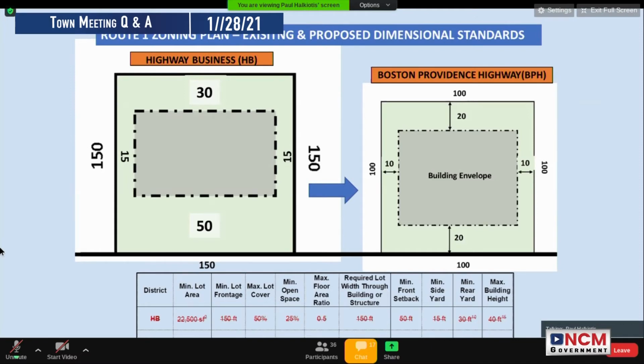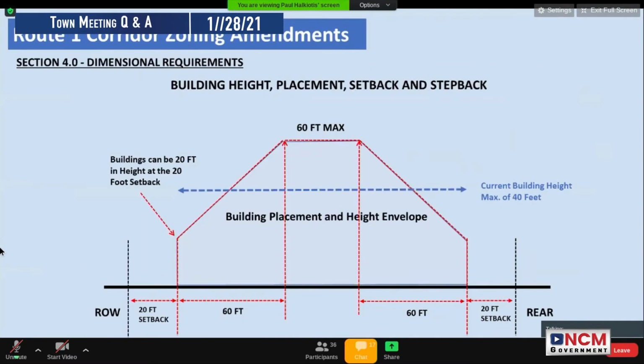Within that 20-foot rear setback, however, there are new buffering requirements, particularly in areas where it abuts a residential zoning district. So although we're just decreasing the rear setback from 30 to 20, we're going to require fences and landscaping to help provide a buffer. The maximum building height that will be allowed in the Boston-Providence Highway District is 60 feet.